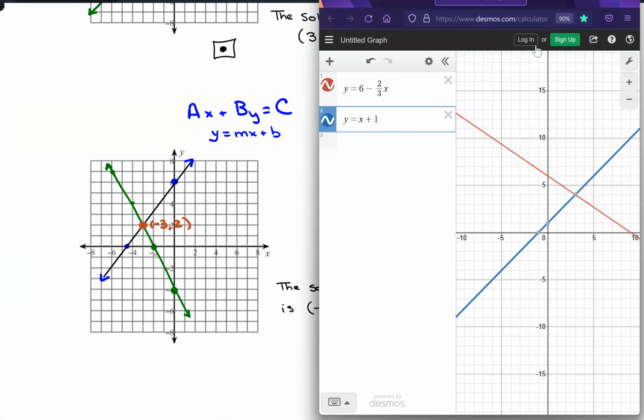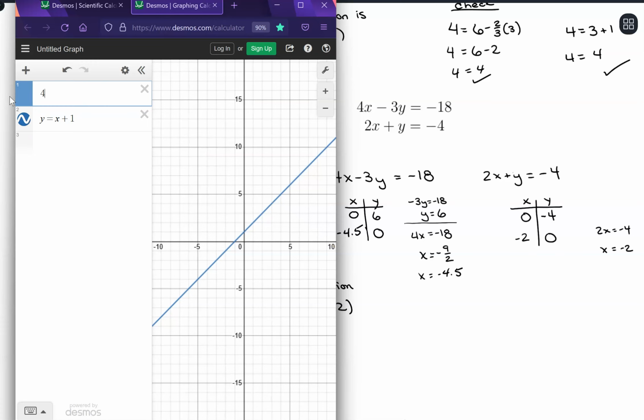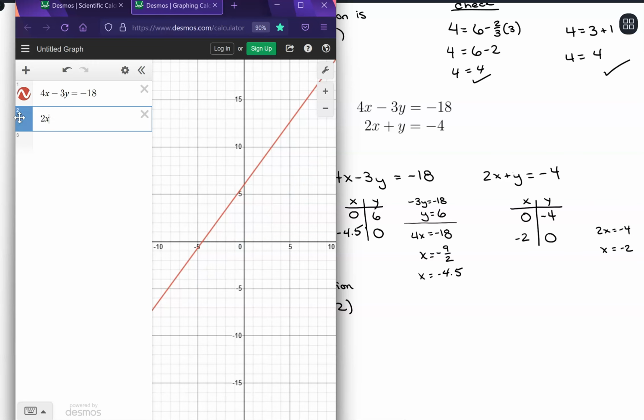I'm going to go ahead and just check quickly with Desmos, because with Desmos we can just type this in that standard form that was given to us. I'm going to type in that 4x, or sorry, -3y equals -18. And then my second equation was 2x plus y equals -4. And there we see our intersection point, and it's (-3, 2).